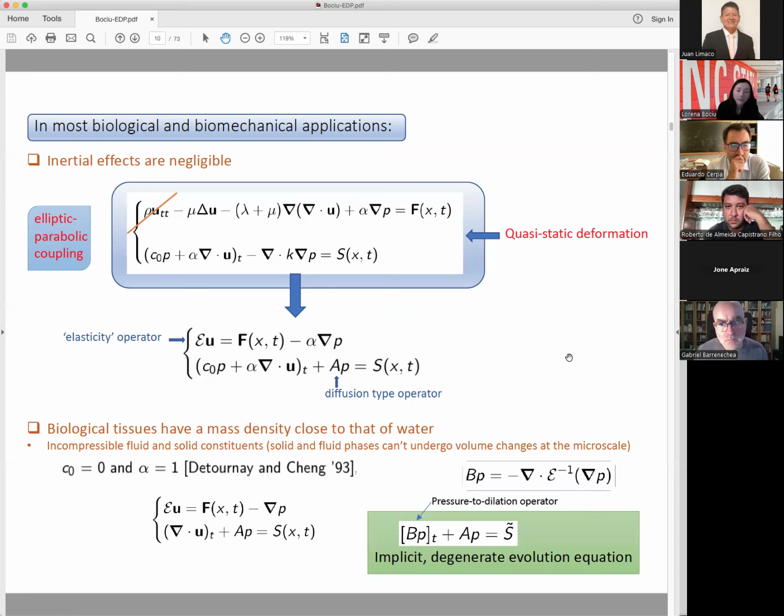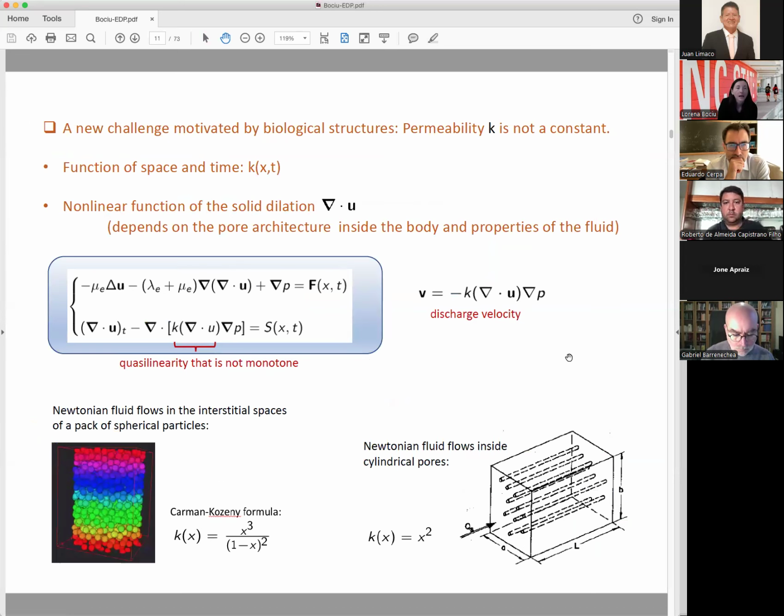Why is it called implicit? Because in the equation, we have the time derivative not of the variable P, but of the operator B applied to P. And then it degenerates because in some cases, the kernel of B can be non-trivial, okay? I mention this because later on, when I give a brief summary of the well-posedness results related to the system, this will come back.